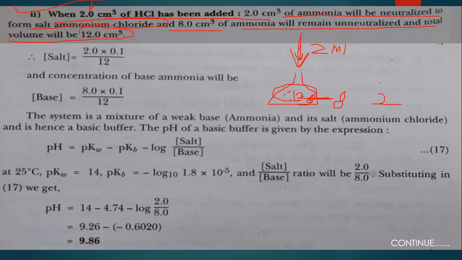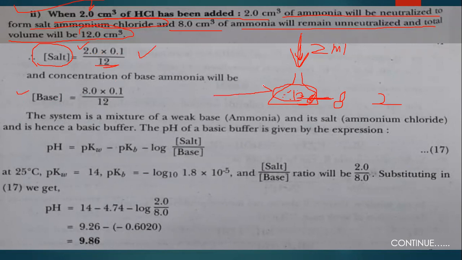Now see, concentration of salt is equal to 2, that is 2 ml of HCl is added, into its concentration 0.1 upon total volume. So concentration of salt is this one, and concentration of base which is present in the conical flask.